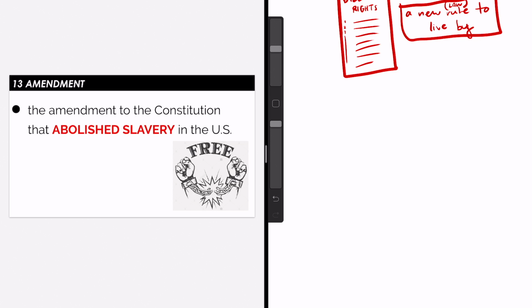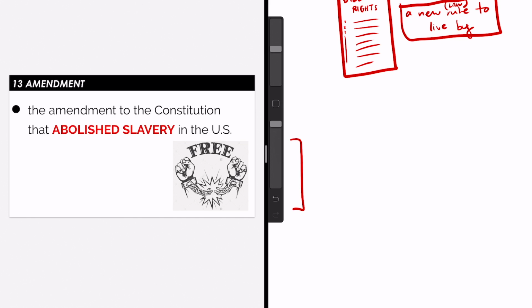So the 13th freed all the slaves. If you look at this picture here, it's a picture of arms up in the air, breaking apart from the chains that were binding them. This image is trying to describe the elimination of slavery all across the United States. This is not to be confused with the Emancipation Proclamation, which only freed slaves in the Confederacy during the Civil War. The 13th Amendment is what officially freed all the slaves.